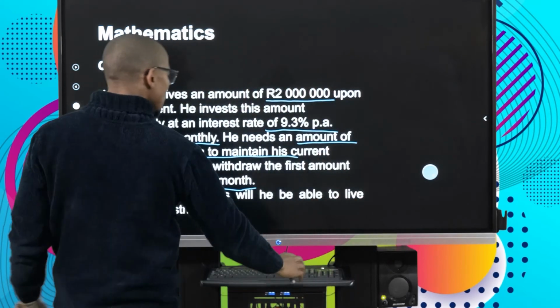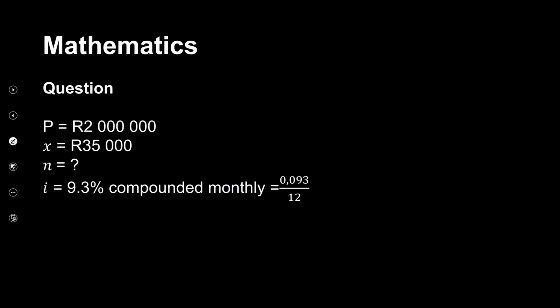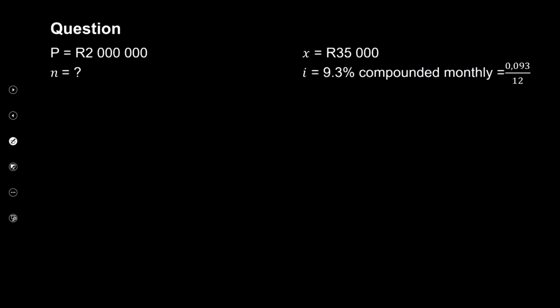So to solve this, I will say my P is 2 million, X is the monthly payment. It's the same as a monthly payment, but it's actually a monthly withdrawal of 35,000. N will be what we are trying to find. We know the interest is compounded on a monthly basis. And therefore, I will say P is equal to X times 1 minus (1 plus i) to the exponent of minus n, all of this divided by i.